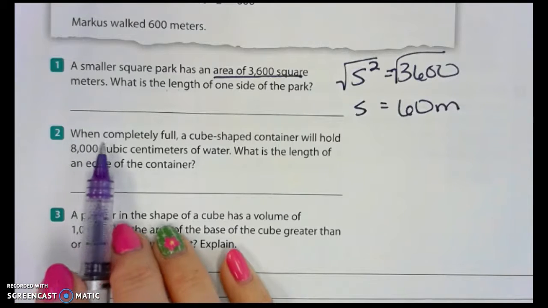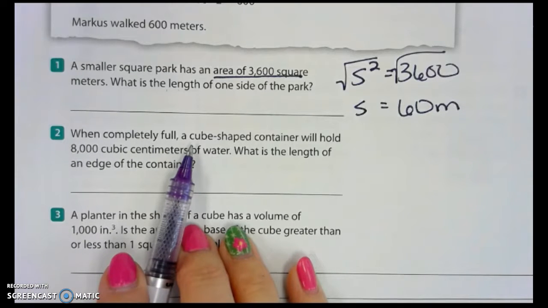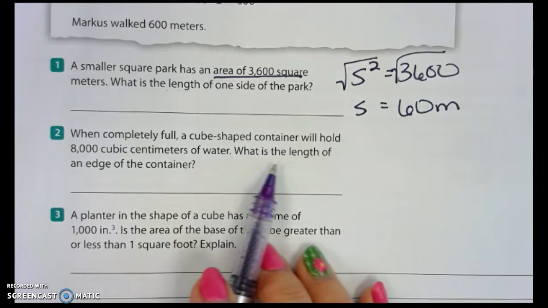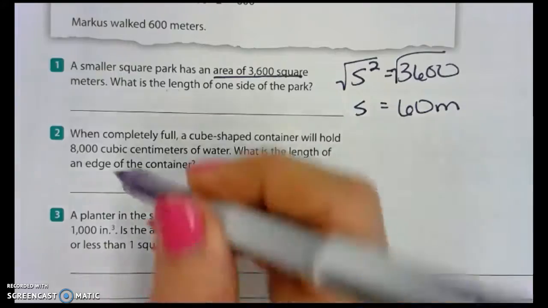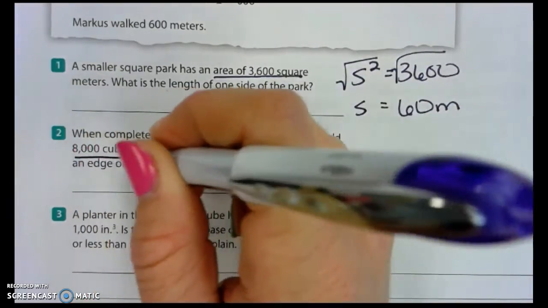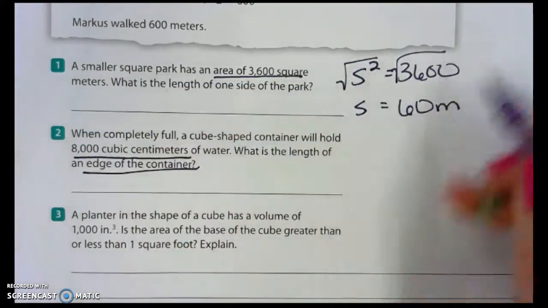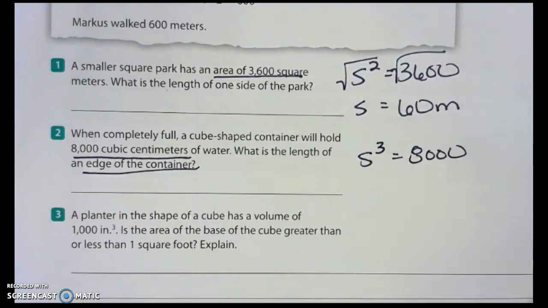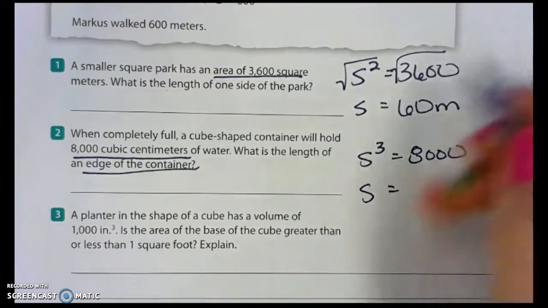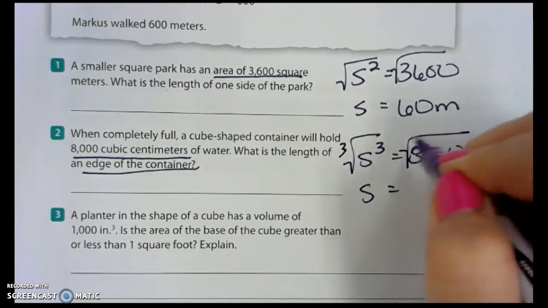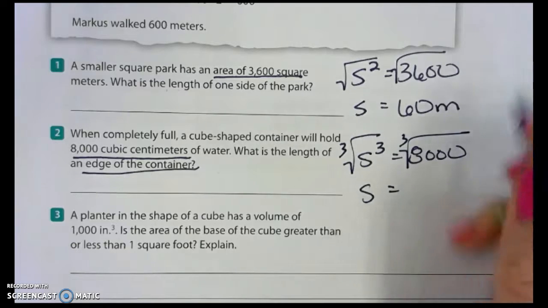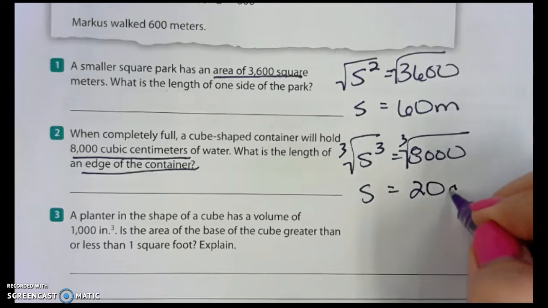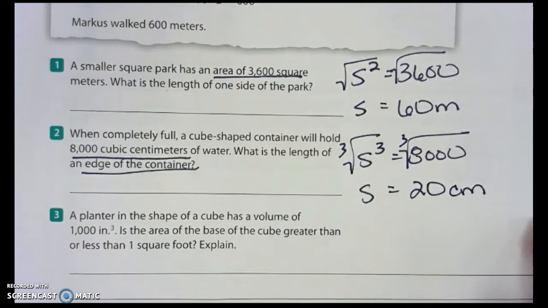It was square meters, so it is just meters. Number 2, when completely full, a cube-shaped container will hold 8,000 cubic centimeters of water. What is the length of an edge? So we've got a volume, and they want an edge. So side cubed equals 8,000 would be the volume. We want to know one side, so we take the cube root of both, and we get 20. And that would be in centimeters. Okay, the side length is 20 centimeters.